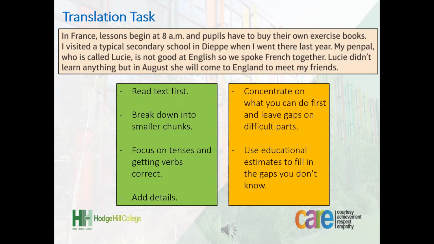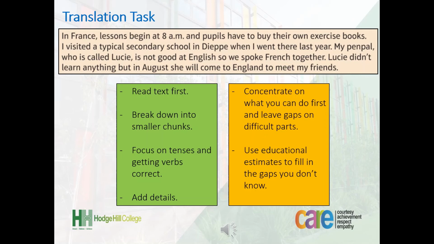So an example of this would be looking at the first sentence. I would break it down into, in France would be my first chunk, and then my second chunk would be lessons begin at 8 a.m. So focus on that second chunk. I'm going to think what lessons are, or lessons begin, because that's my tense and getting the verb correct. So I know that the tense begin is present tense. So I'd start with les cours commencent à 8 heures. And when I'm adding my details, I know it's 8 o'clock, and I'm going to write it in French words just in case.